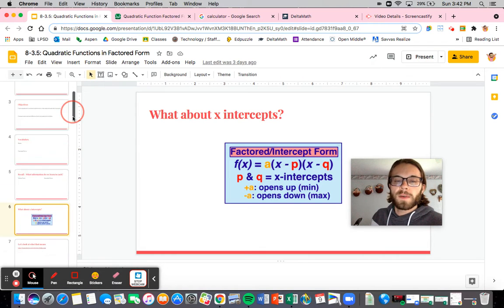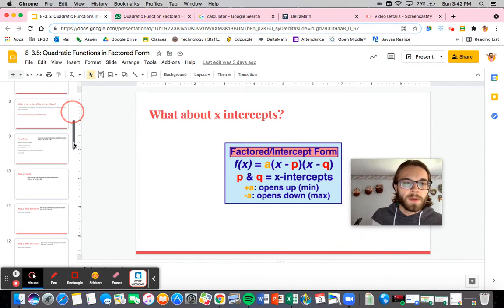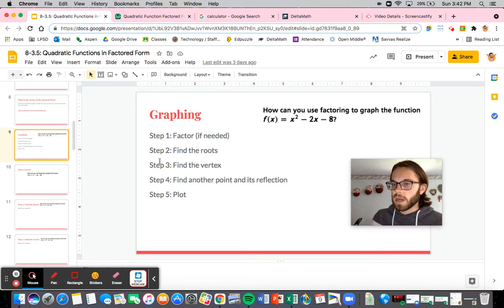All right, so let's go over graphing. You probably would pick up on this, but there's a couple steps you could follow. First and foremost, you'll notice this problem that we're looking at here is not actually in factored form. It's in standard form. And you do know how to graph in standard form, right?